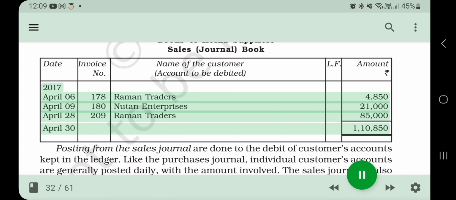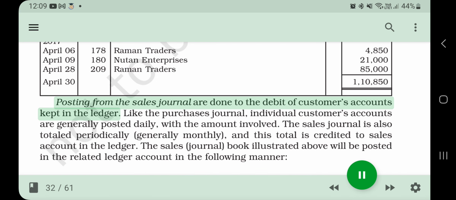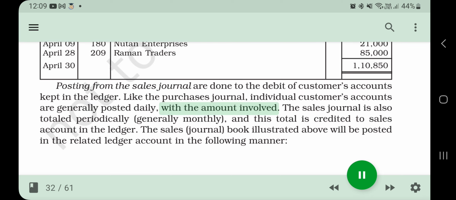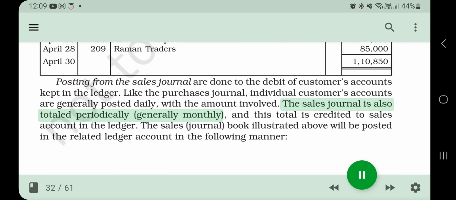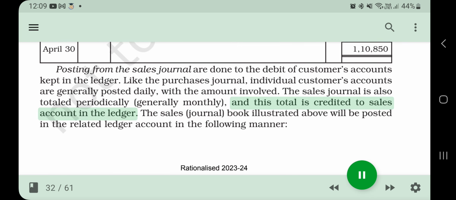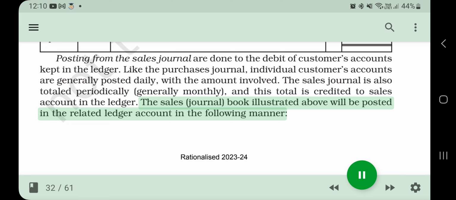110,850. Posting from the sales journal is done to the debit of customers' accounts kept in the ledger. Like the purchasers' journal, individual customers' accounts are generally posted daily, with the amount involved. The sales journal is also totaled periodically, generally monthly, and this total is credited to sales account in the ledger. The sales journal illustrated above will be posted in the related ledger account in the following manner.